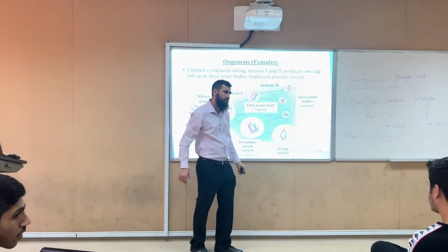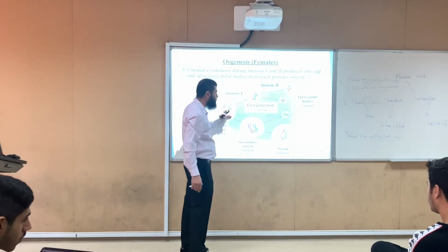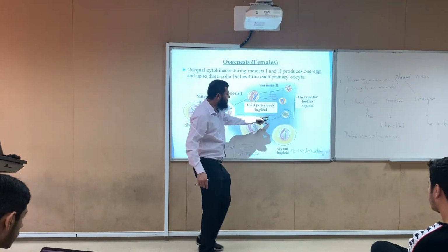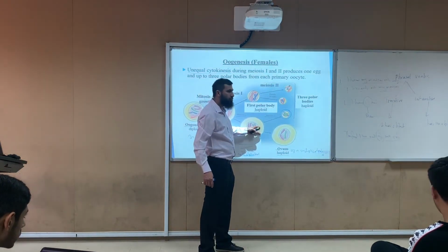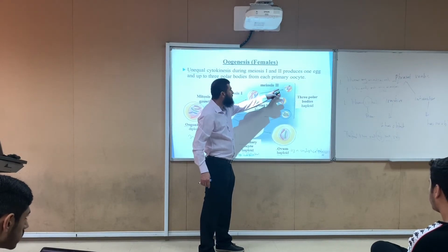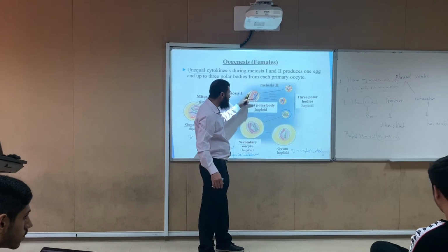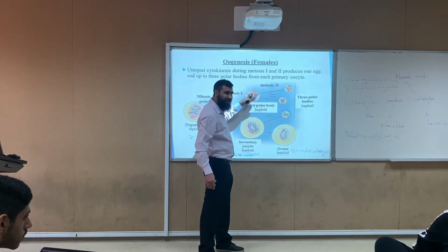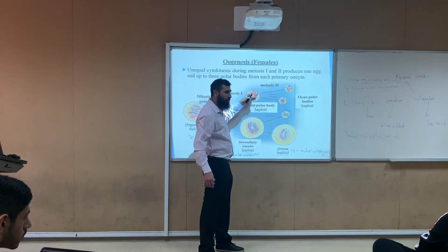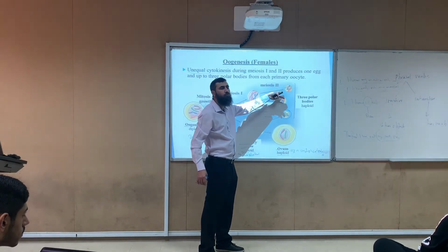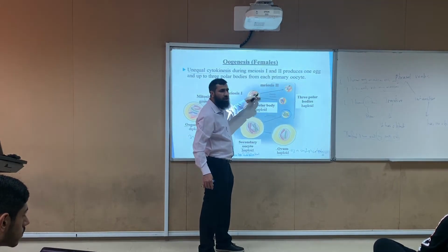The first polar body is from meiosis one. The second polar body is from meiosis two. And the third polar body? You can get up to three, two from meiosis two. Sometimes, really rarely, okay? But it does go through meiosis two and forms two polar bodies, because it's not going to be viable. It doesn't have much cytoplasm or anything.